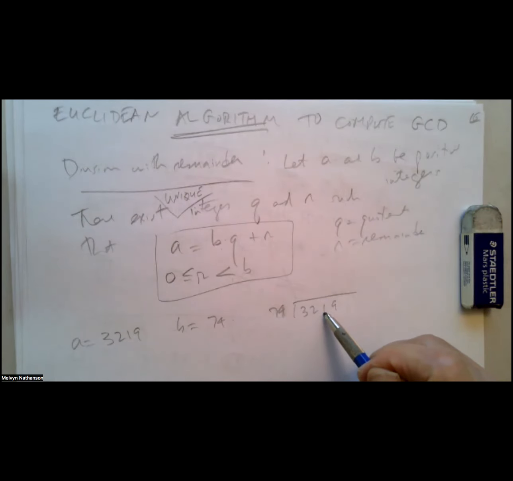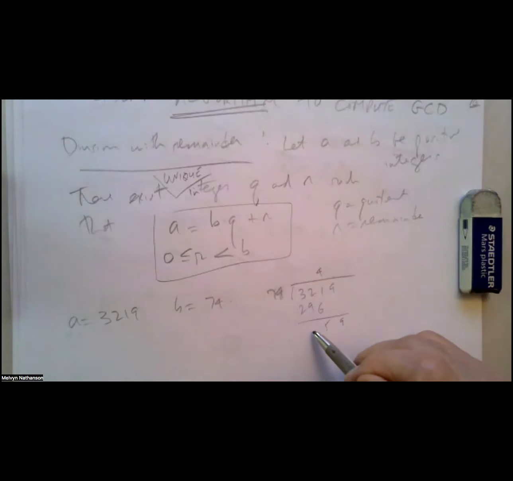So 74 into 3,219, I think this goes four times. Four fours are 16, four sevens are 28, 29. Bring down the 9: 11 minus 6 is 5, 11 minus 9 is 2. 74 into this probably goes three times. Three fours are 12, 22, 7, 3. So what we get is 3219 is 74 times 43 plus 37. That's my quotient. This is my remainder.